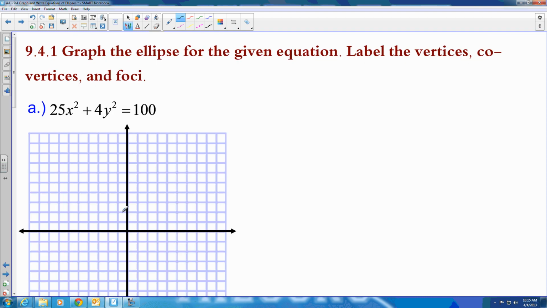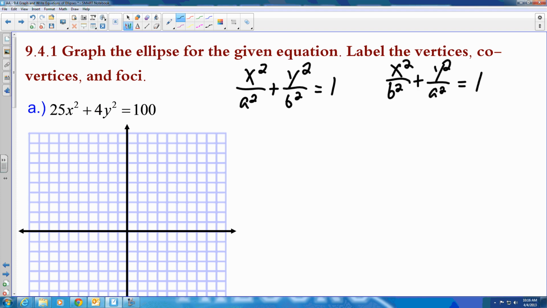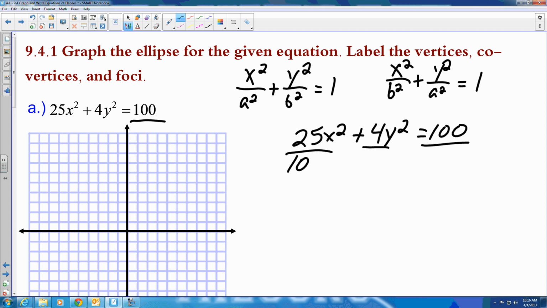So if we look at examples, I want to graph this ellipse and then label the vertices, the co-vertices, and the foci. So what we must do is get either x squared over a squared plus y squared over b squared equals 1, or x squared over b squared plus y squared over a squared equals 1. Whichever one it is, we have to get this value to equal 1. So if I have 25x squared plus 4y squared equals 100, in order for that value to be 1, I must divide each value by 100.